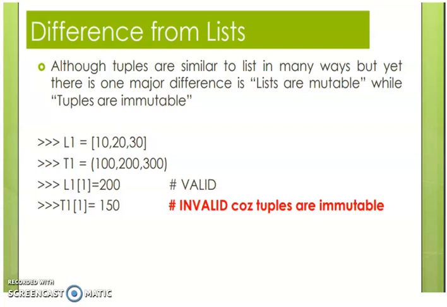See here, L1 is equal to 10, 20, 30. Then T1 is equal to 100, 200, 300. L1 of 1 is equal to 200. Okay, L1 is a list. So when you try to change the value at the first position, L1 of 1 equal to 200, that is a valid statement. But when you try to change the value at the first position of a tuple, that is T1 of 1 equal to 150, this is an invalid statement because tuples are immutable.